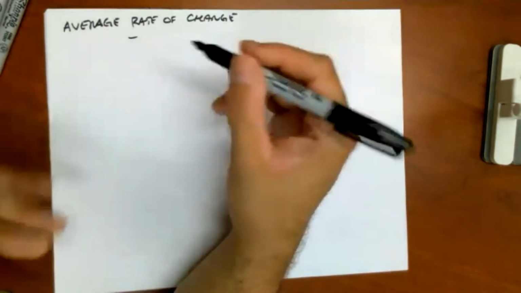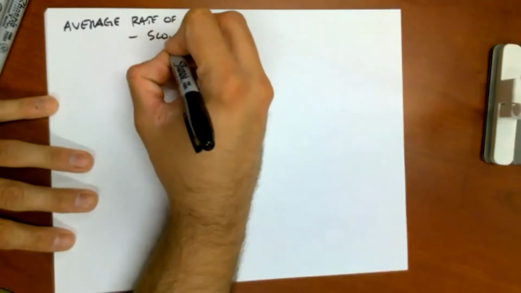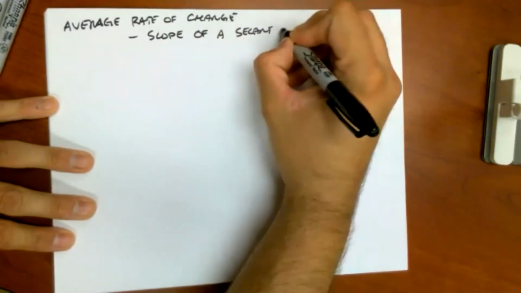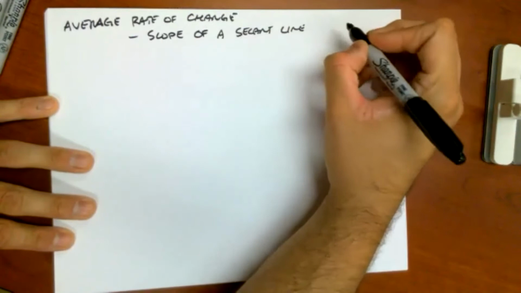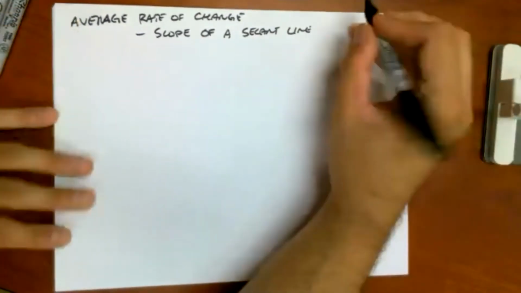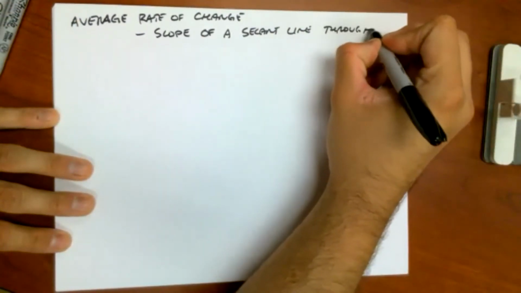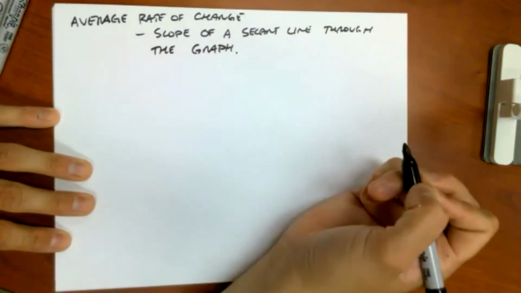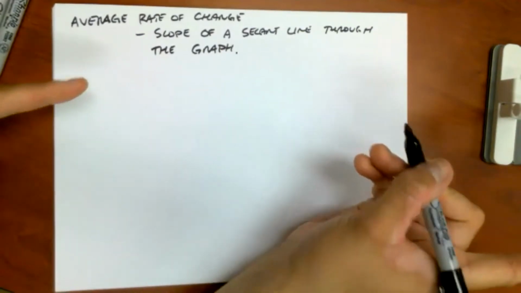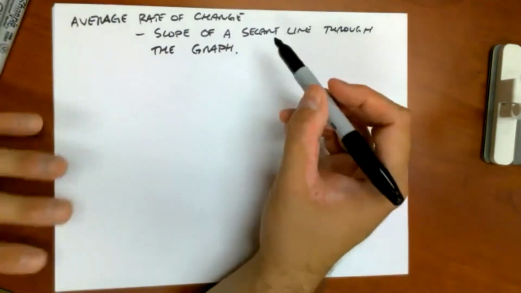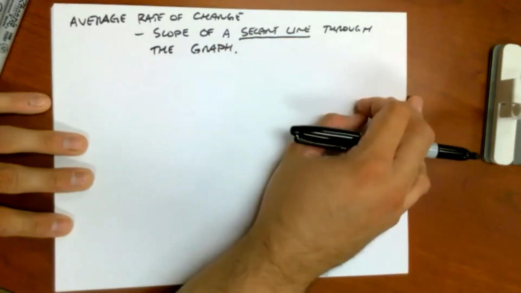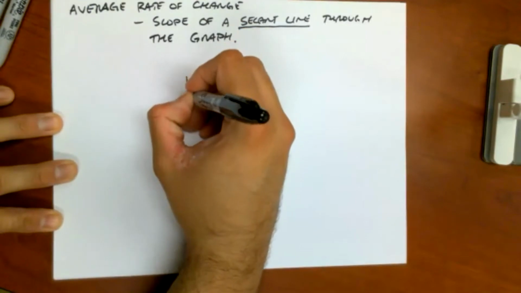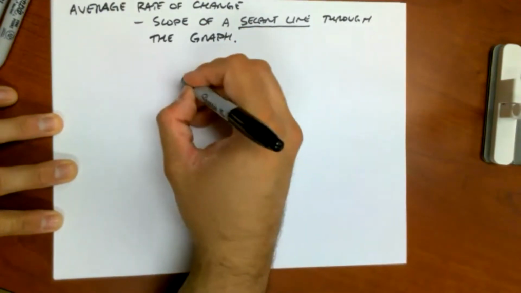So what we're gonna actually do is find the slope of a secant line through the graph. Okay? Now look, it's got to go through at least 2 points, which is part of the definition of a secant line. A secant line just cuts a graph by at least 2 points. So let's look at an example where we've got a function and we'll draw a secant line in with a function.